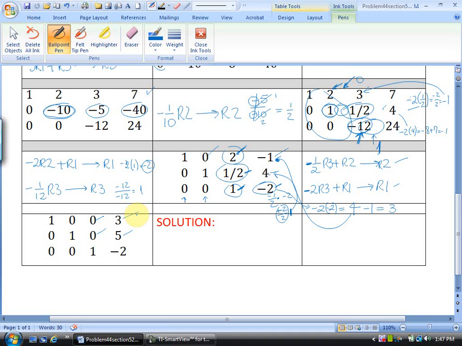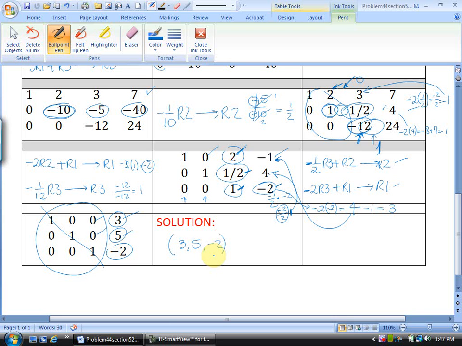So it looks like we finished. We accomplished the goal of a matrix with all ones in the diagonal. So here's the solution: 3, 5, and minus 2. Solution: we put a parenthesis, 3, 5, minus 2.